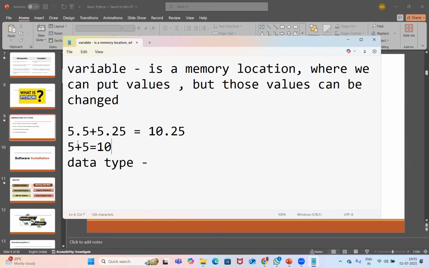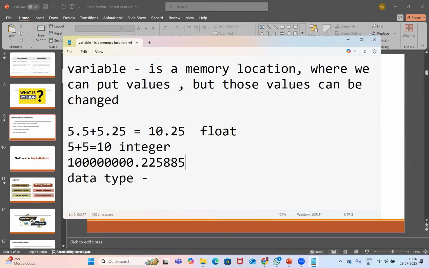In programming language, if you are using this type of whole number, then we call this type an integer. And if we are using this type of decimal point number, we call this a float in our language, floating point. We can use this type of big numbers also, maybe something like this big number I have used. This is also possible.